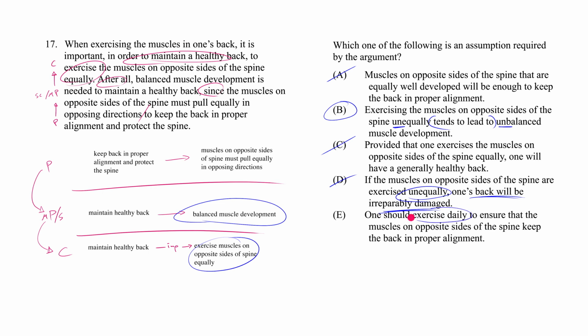And lastly, E is also this kind of mishmash word salad of an answer choice, right? It says, actually, in fact, it introduced some new ideas. One should exercise daily to ensure that muscles on opposite sides of the spine keep the back in proper alignment. So you have muscles on opposite sides of the spine. That's where this idea was mentioned. So it repeats that. It repeats the idea of keeping the back in proper alignment, right? And then it introduces this new idea of daily exercise to make sure that this thing leads to this thing. Okay, yeah, that's a complete mess, right? Do we need it? No, we don't need it. What if this were false? No big deal. This argument can still run through. And by that I mean this premise can still support this conclusion.